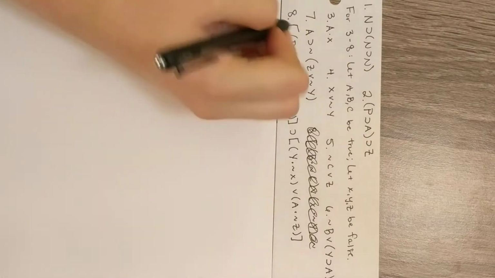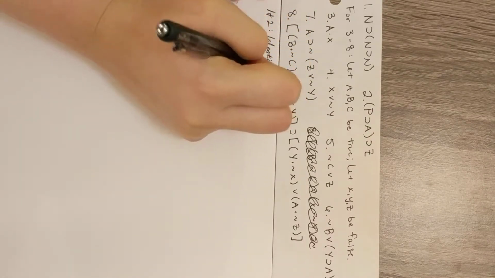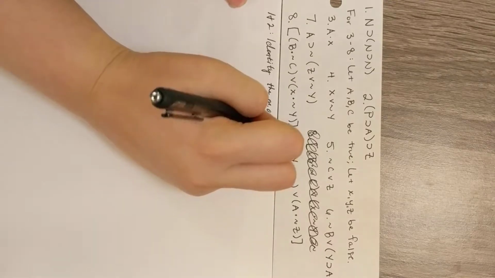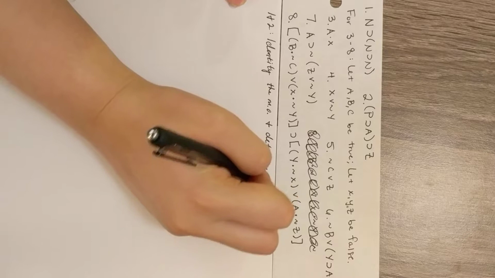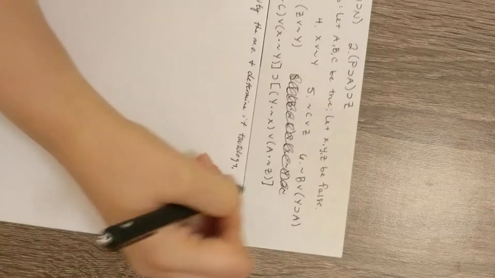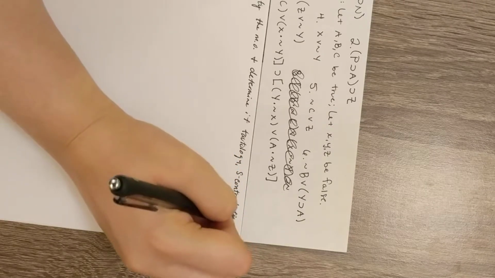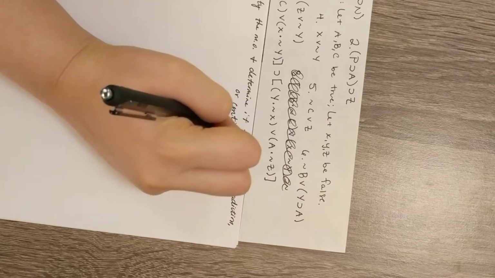Okay, so on number 1 and 2, I'm asked to identify the main operator, which I will denote as MO, and determine if it's a tautology, a self-contradiction, or contingency.